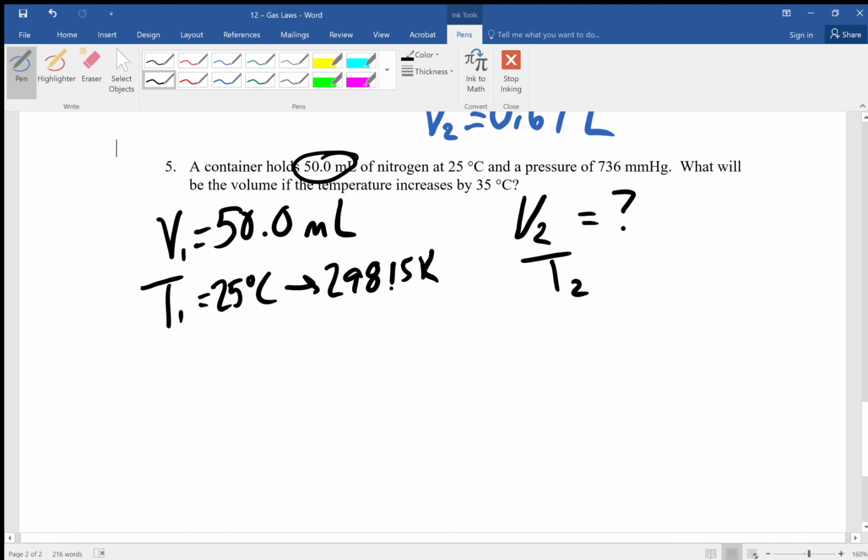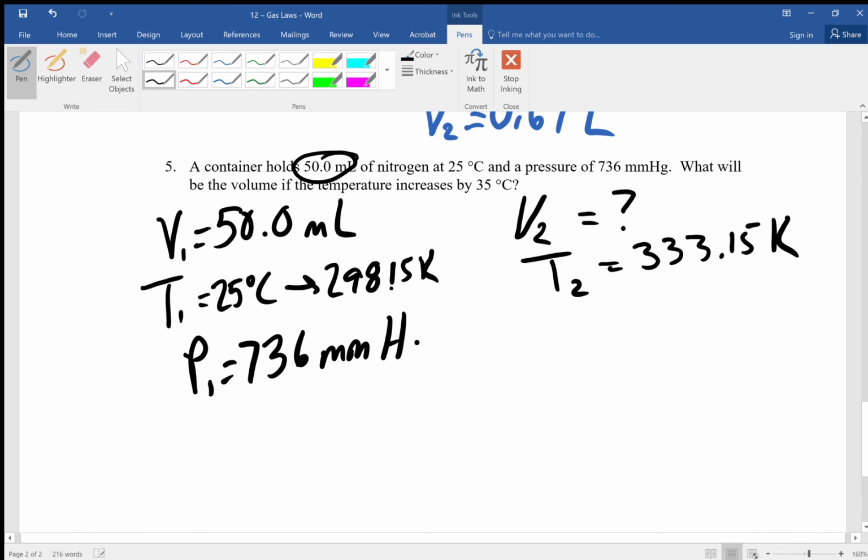T2, be careful here, because T2 is not 35 degrees. What we said is that the temperature is increasing by 35 degrees. So T2 is actually 335.15 Kelvin. Our pressure is 736 millimeters of mercury. What's our new pressure? Well, notice the question doesn't say anything about changing pressure, so we assume that the pressure stays constant.